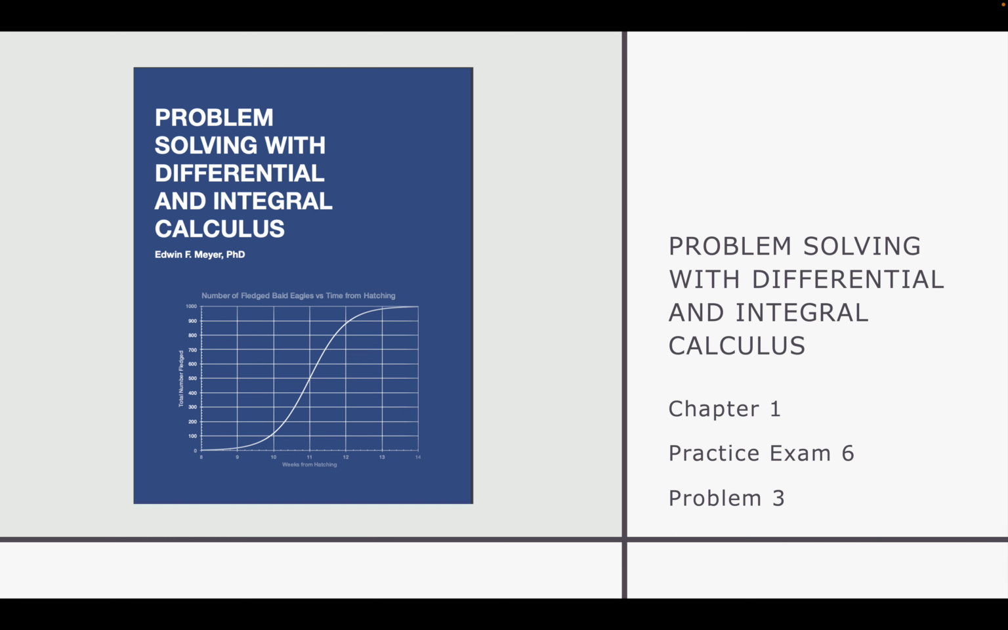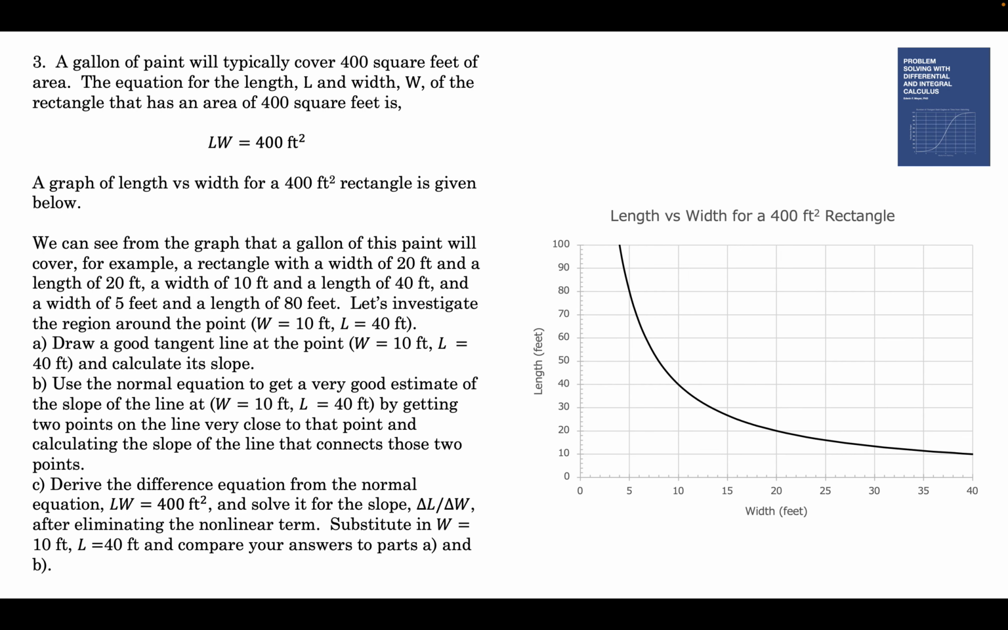On practice exam 6 of chapter 1 in the book Problem Solving with Differential and Integral Calculus, we have a gallon of paint which covers 400 square feet, and we're going to paint a rectangle. The rectangle can be many different aspect ratios: 20 by 20, 10 by 40, 40 by 10, 5 by 80, and that's what's plotted in this graph.